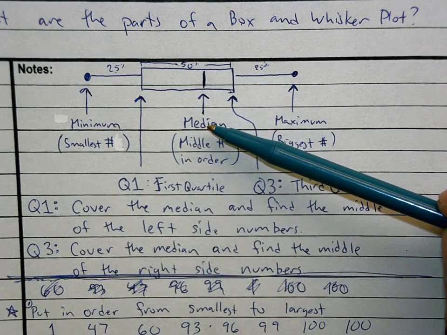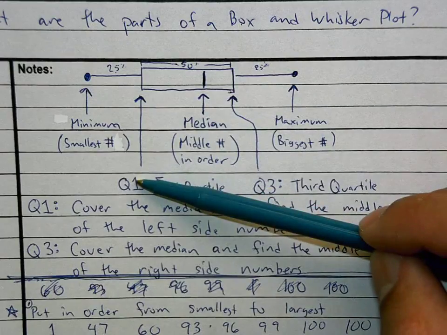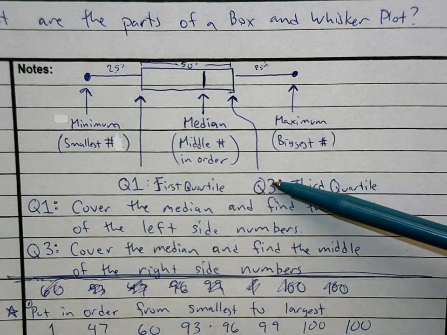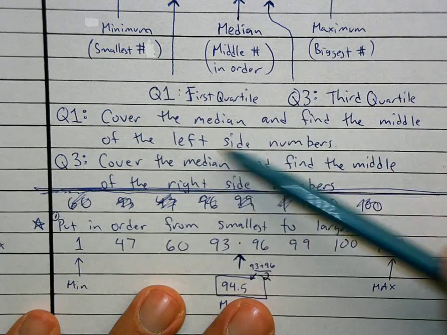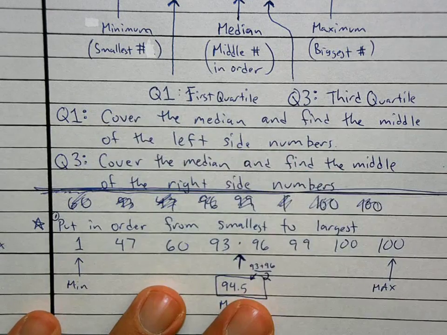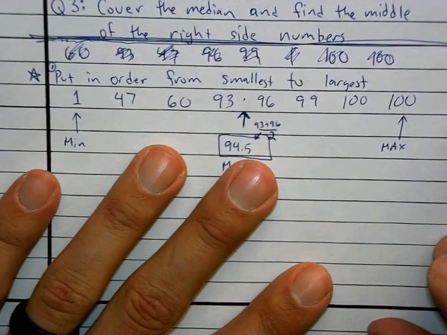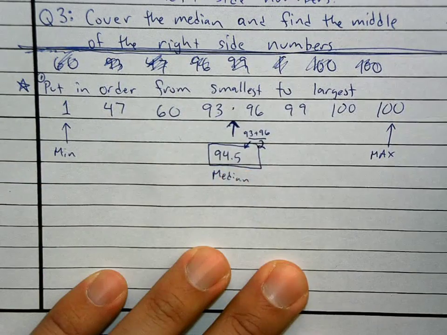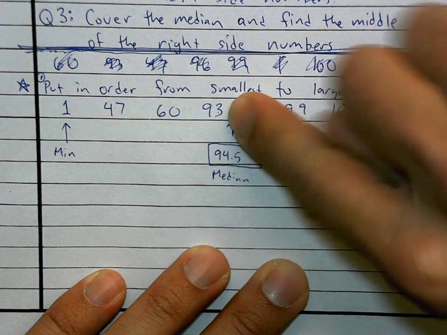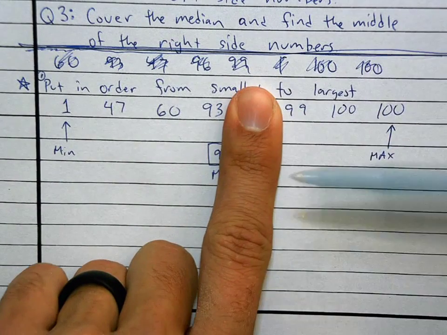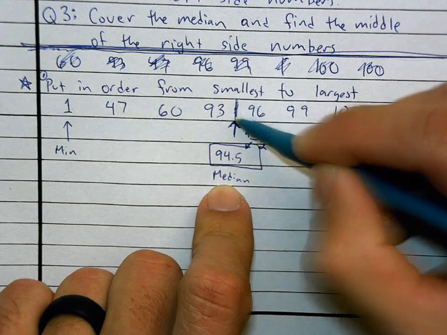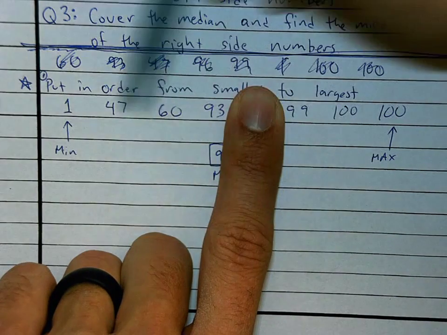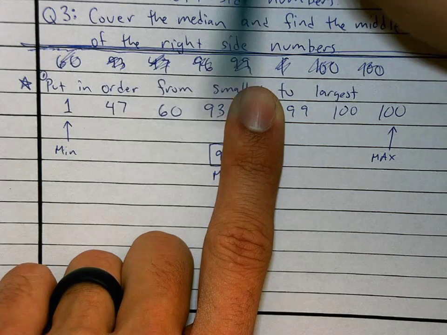So then the next thing I need to figure out is what is Q1 and what is Q3. If you don't know how to find those, that's why we wrote this stuff down. Cover the median and find the middle of the left side numbers. So let's figure out what that means. Here's my median. I cover up the median with my finger, because the median's in the middle, right? Let me just draw a little line. I cover it up. On the left side, I need to find the middle number of the left side.